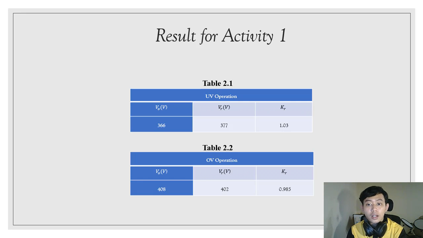Not to mention that the KR is the ratio of the release voltage to the operating voltage. So for under voltage operation, we can simply calculate by dividing 377 volts by 366 volts, and we get 1.03, right? For over voltage operation, we calculate the KR by dividing 402 volts by 408 volts, and we get 0.895.